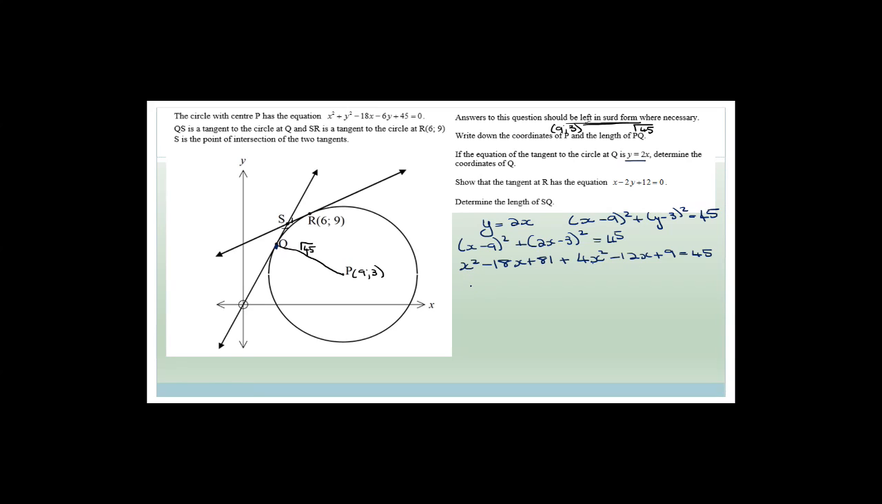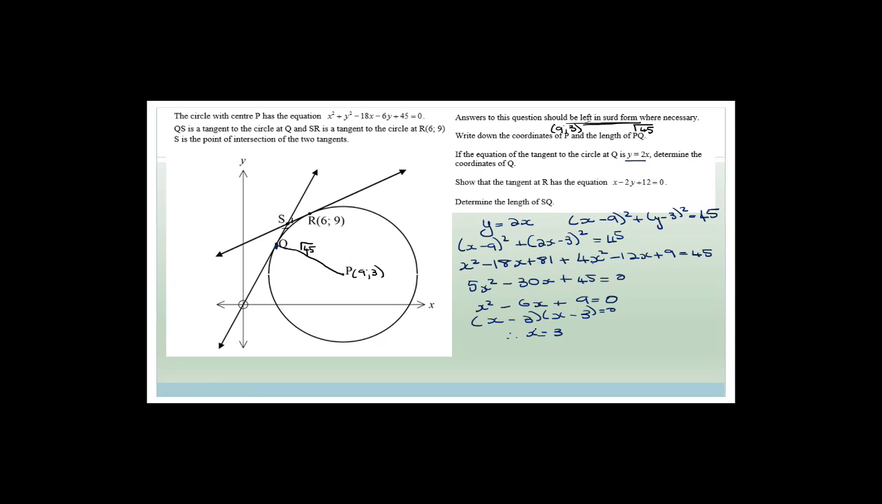And then we've got to add the like terms. So x squared plus 4x squared is 5x squared. Minus 18 minus 12 is minus 30x. And then 81 plus 9 minus 45 happens to be 45. So it becomes plus 45 equals 0. Now, obviously, we can divide this whole thing by 5 to get rid of the common factors. So we've got x squared minus 6x plus 9 is equal to 0. My factors of 9 are going to be 3 and 3, so it's x minus 3, x minus 3 equals 0. Therefore, x is equal to 3.